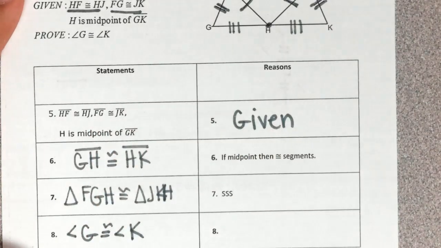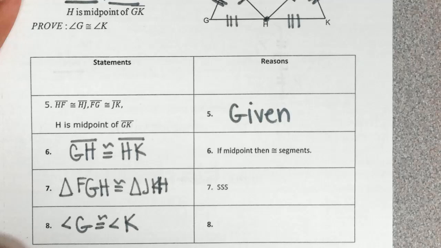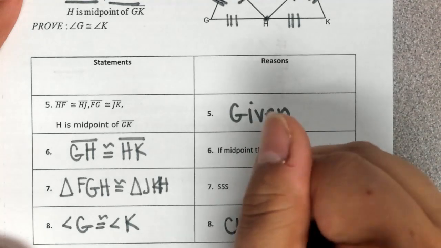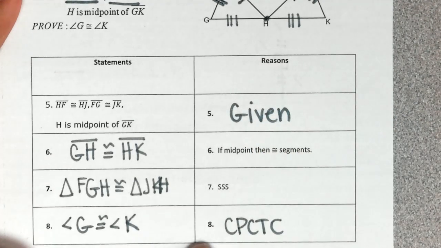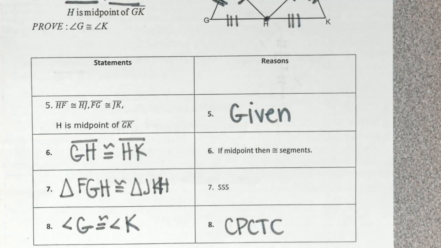Why is angle G congruent to angle K? Because corresponding parts of congruent triangles are congruent. CPCTC.